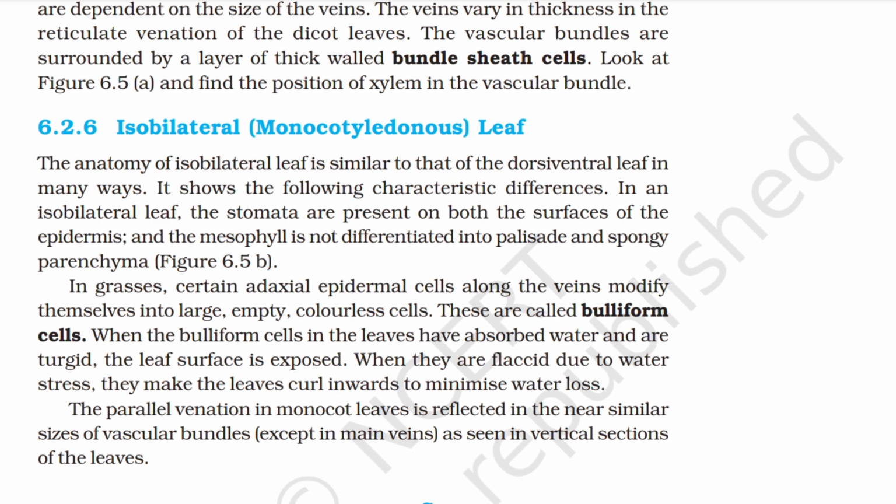When the bulliform cells in the leaves have absorbed water and are turgid, the leaf surface is exposed. When they are flaccid due to water stress, they make the leaves curl inwards to minimize water loss. The parallel venation in monocot leaves is reflected in the near similar size of vascular bundles as seen in vertical section of the leaves.